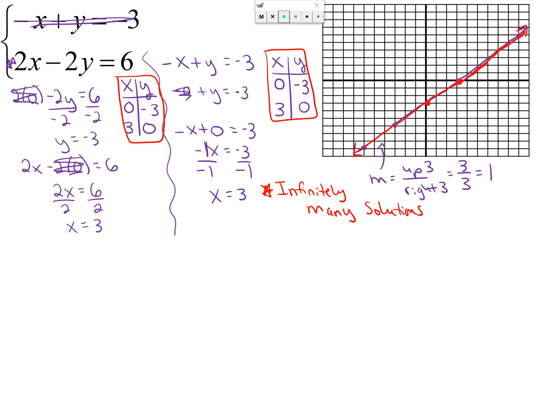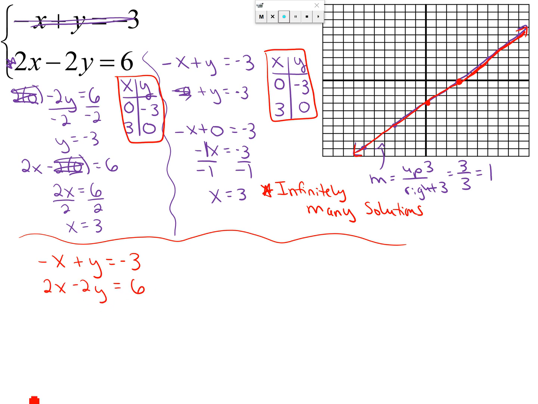Our last task with this one is to solve algebraically. It says substitution or elimination. I have negative x plus y equals negative 3, and 2x minus 2y equals 6. Now for this one, if you like elimination, this one is set up for elimination. We've got x and y on the same side for both equations. And as I look at my equations, I really have a negative 1 in front of my x, and I have a 1 in front of my y.